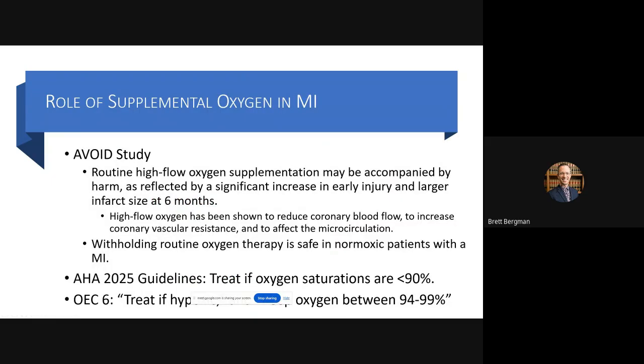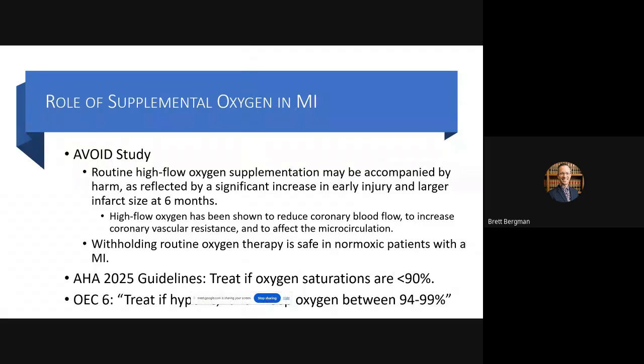The other piece of this, because one of the tools that we have in our arsenal is oxygen. There's been a lot of literature that's come out recently with regards to supplemental oxygen in someone that's having a heart attack. OEC6 takes a very pure stance on this, which is if they're hypoxic, then treat them. If they're not hypoxic, then don't just give them oxygen to give them oxygen. The reason for that is coming out of a lot of the research that's been done by the American Heart Association as well as other entities.